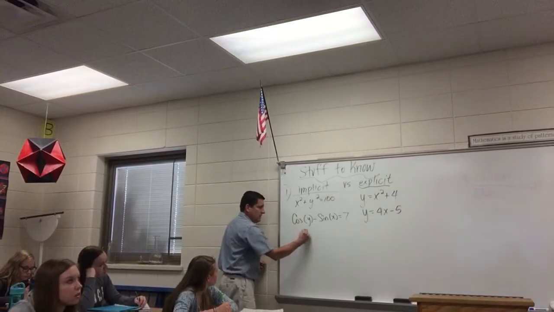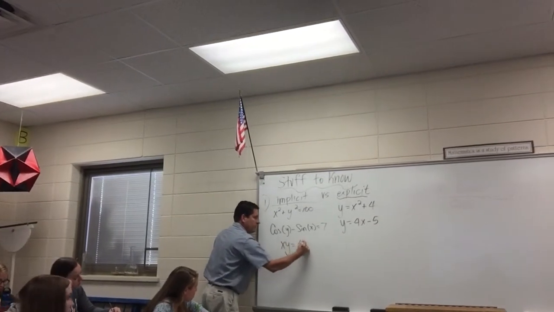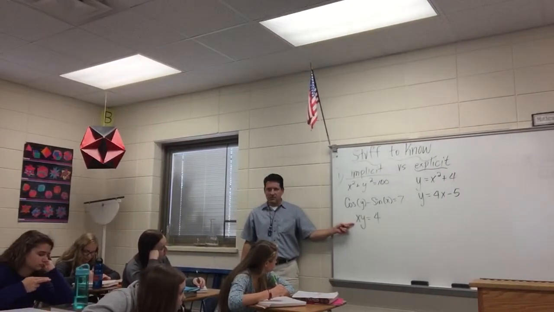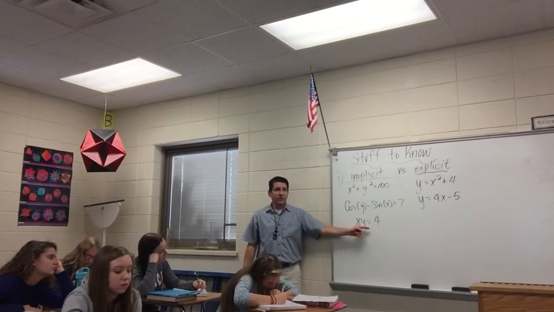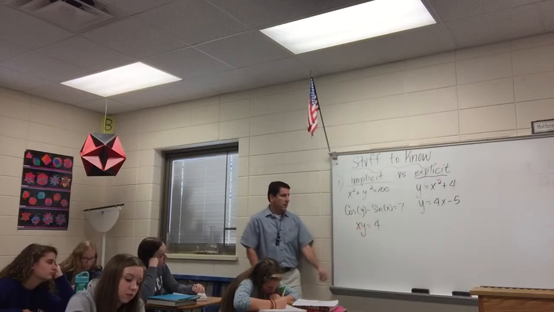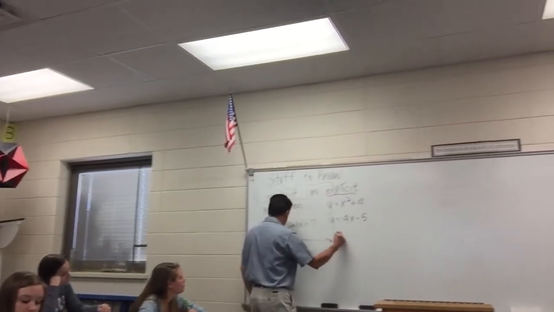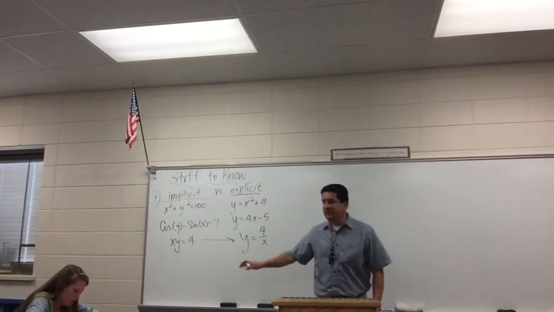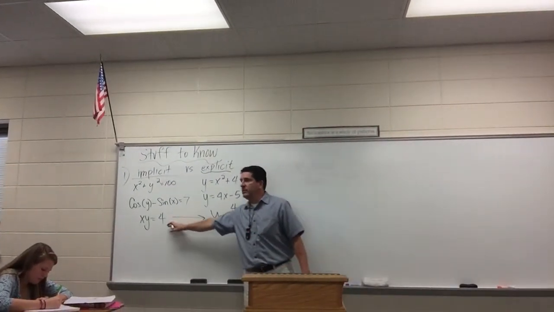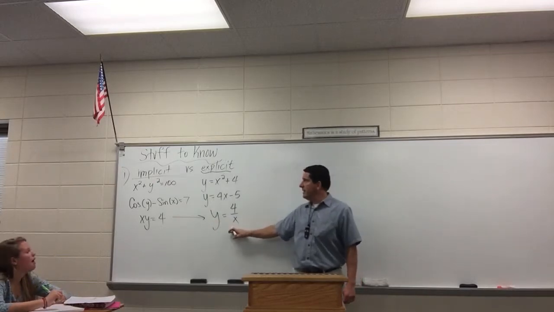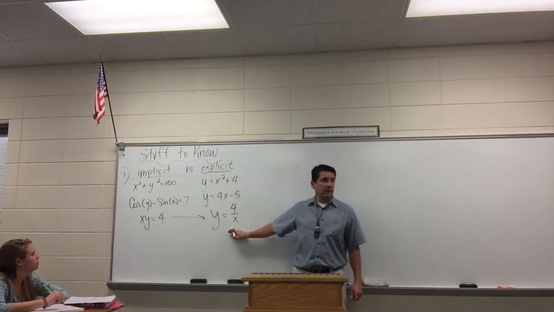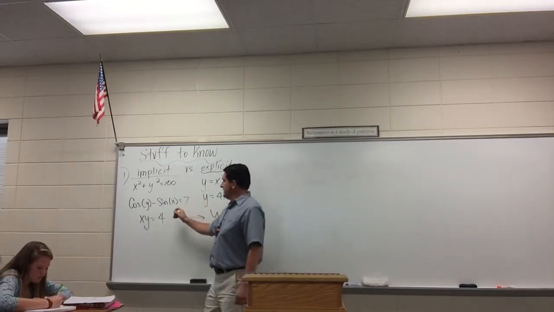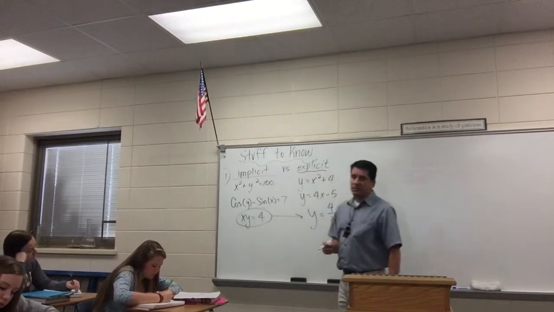Now watch this. This is actually written implicitly, you see that? Because it's not solved for y. It's xy equals 4. However, I could write this as y equals 4 over x, and now I took the same exact equation and wrote it explicitly by solving for y. The difference is that this is a function.